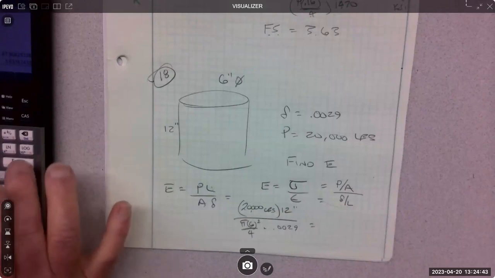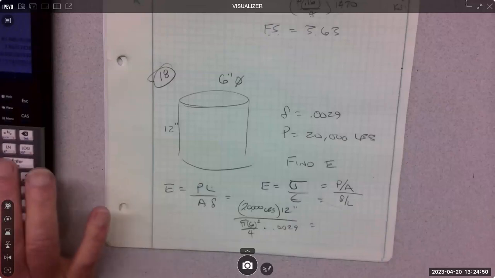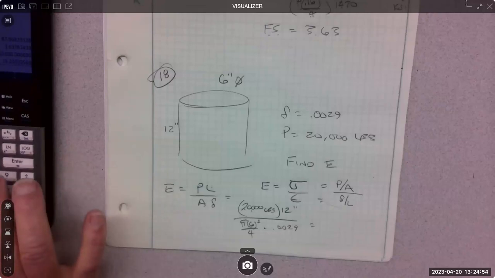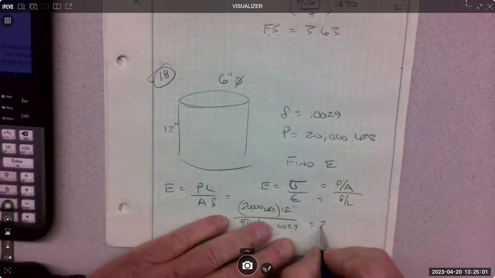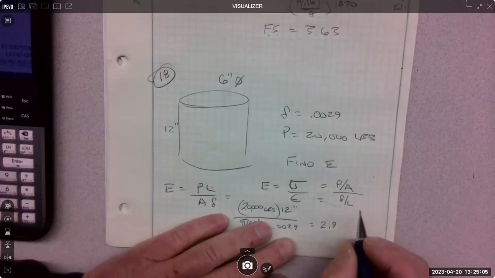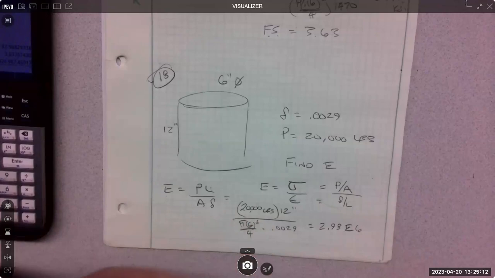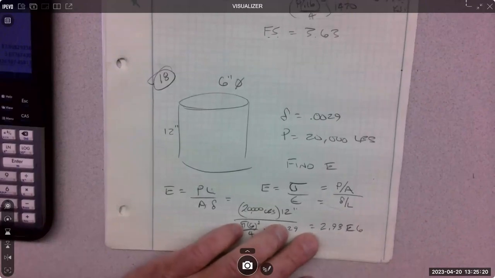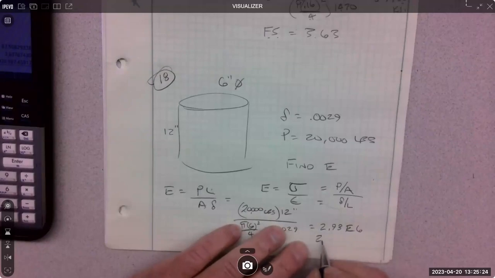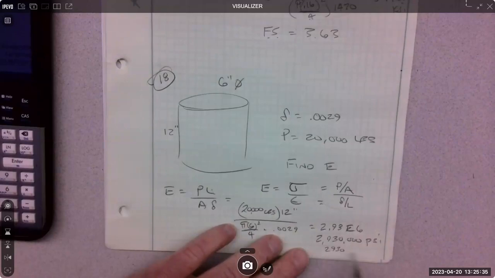So 20,000 times 12. I get 2.93 e to the 6. And I'm guessing it's in KSI. So it would be, why can't I do it? That's PSI, right? So 2930 KSI.